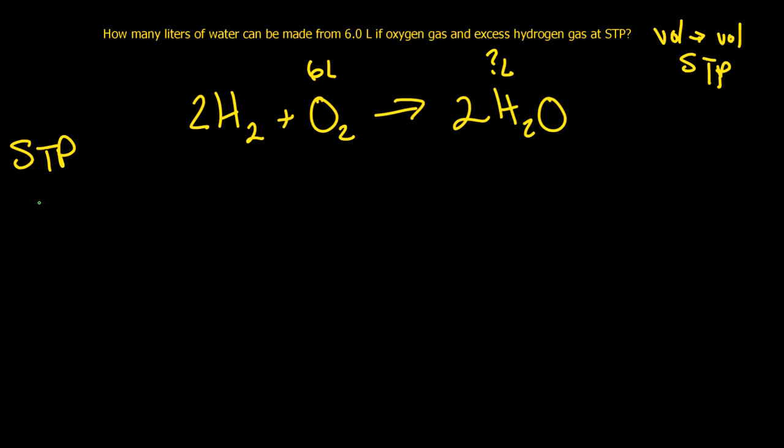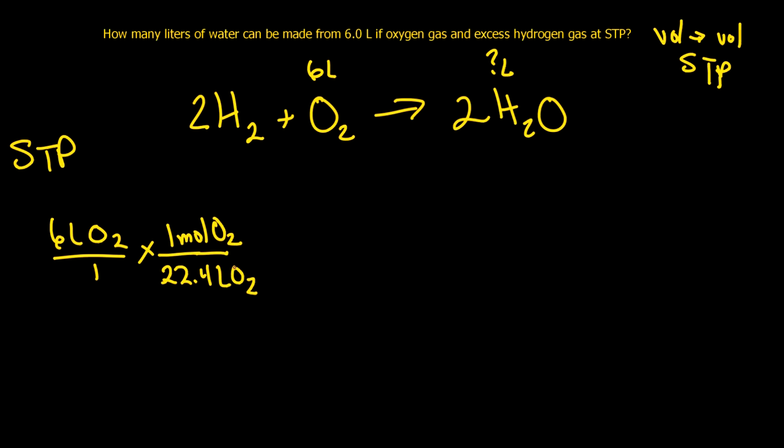Now, if I wanted to, I could take that 6 liters, put it into ideal gas law with STP conditions, and solve for the moles if I wanted to. But since I know at STP, 1 mole of a gas takes up 22.4 liters, I can use that instead and forego using ideal gas law. So I got 6 liters of oxygen gas. I'm going to convert that to moles of oxygen gas. So 1 mole of oxygen gas would take up 22.4 liters. So if I only got 6 liters, how many moles do I got? So liters of O2 cancels out. So I do 6 times 1 divided by 22.4. And I got 0.27 moles. 0.27 moles of O2.